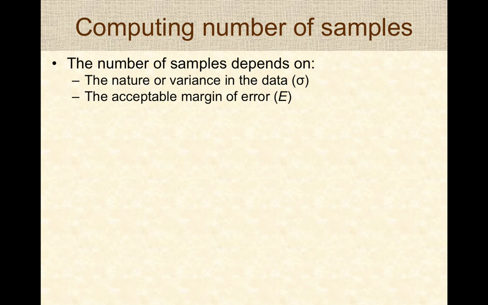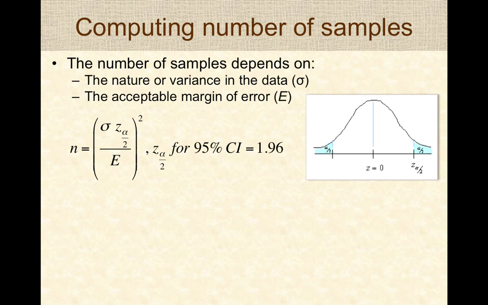Here, statistics can help if we can make some assumptions. For example, we have to make some assumptions on the nature or variance in the data, and we have to make some assumptions on how much error we are willing to accept in the data. Given this kind of setup, statistics gives us a simple formula to determine n, which is the number of samples that we need.